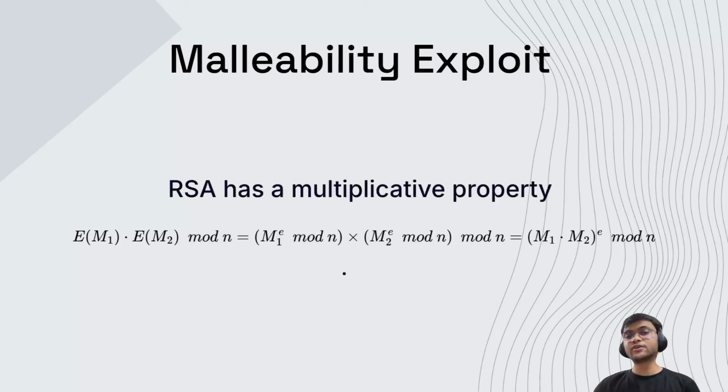Now, RSA also suffers from a malleability exploit. And to demonstrate this, we'll use RSA's multiplicative property, that is, multiplying two ciphertexts. The encryption of M1 times the encryption of M2 is just the same as multiplying their plaintexts first and then encrypting it. This is the multiplicative property in RSA.